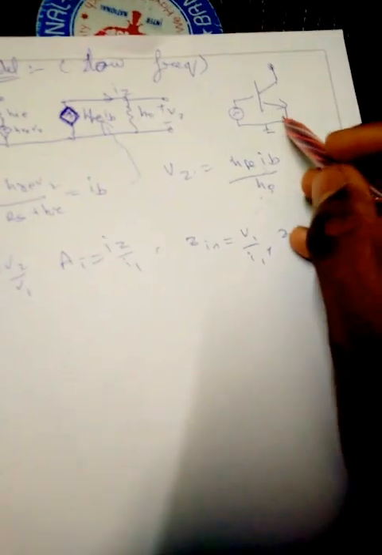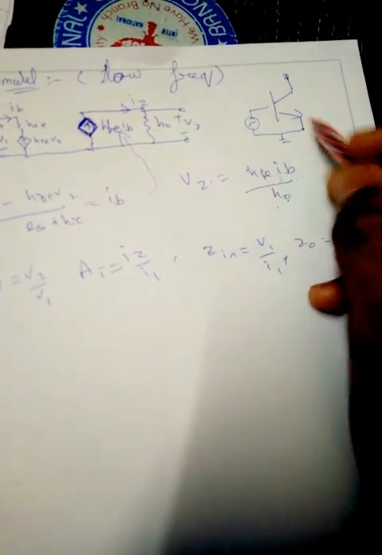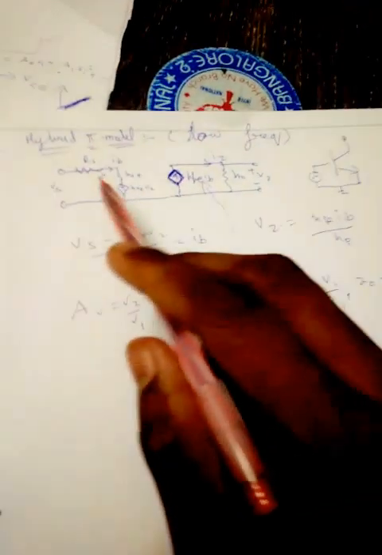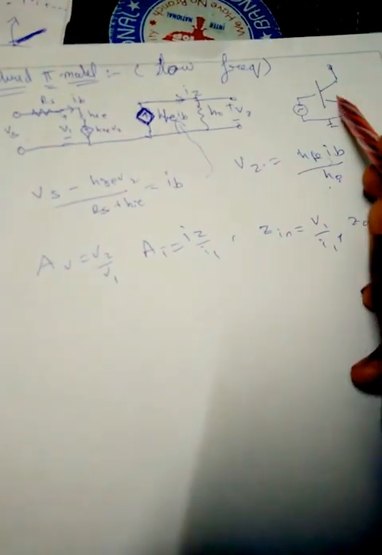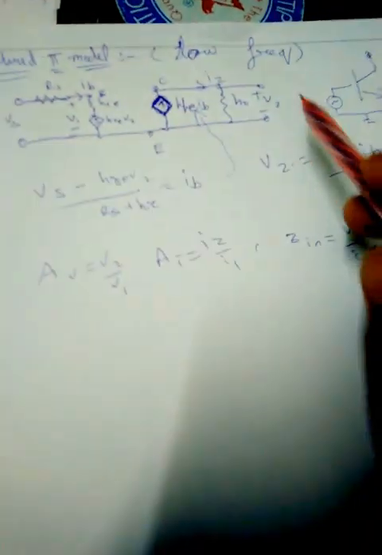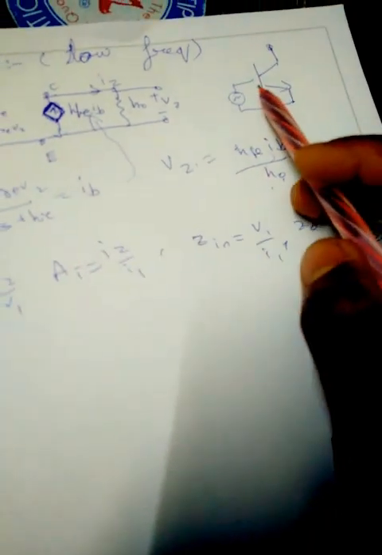So here there is no resistor, there is no connection here, and there are no other resistors, capacitors, etc. So this is the base, this is the emitter, this is the collector. So this is the equivalent network of the transistor shown in such a configuration.